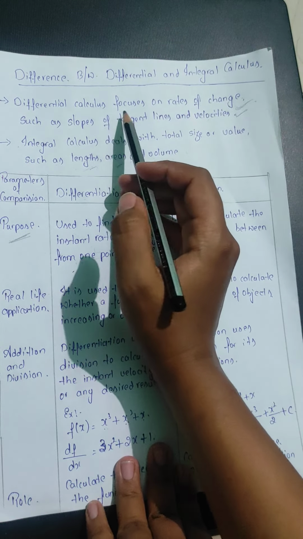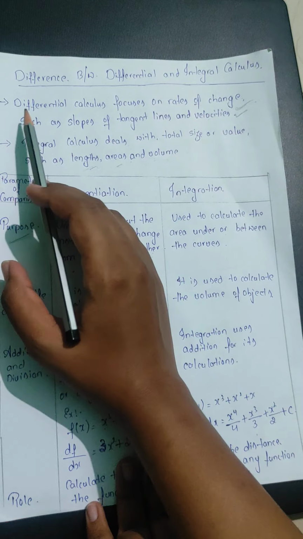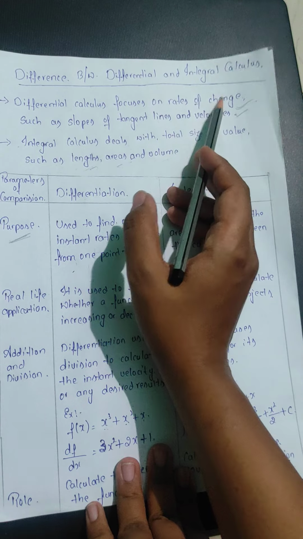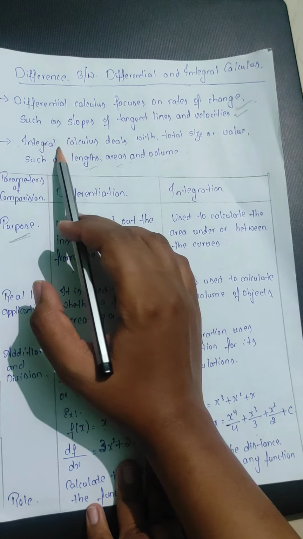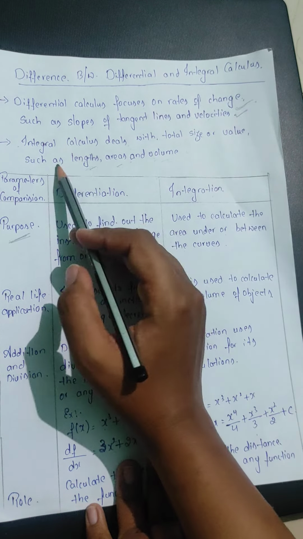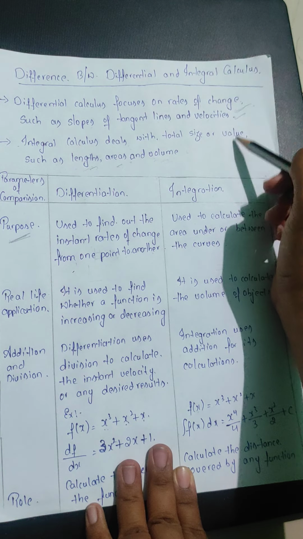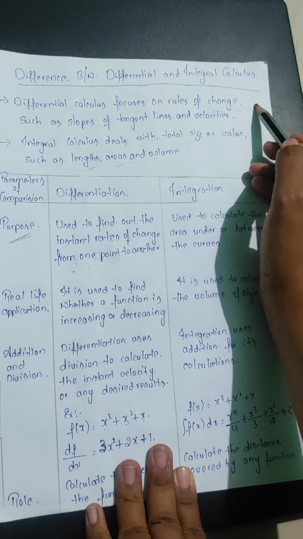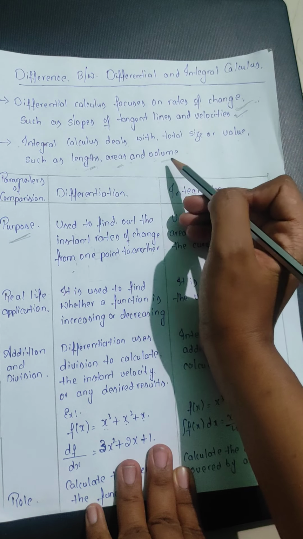Hello everyone, in this session we are going to discuss the difference between differential and integral calculus. Firstly, differential calculus focuses on rates of change such as slopes of tangent lines and velocities, and integral calculus deals with total size or value such as lengths, areas and volume. So the main difference between these two is that differential calculus deals with the rate of change of the function and integral calculus deals with lengths, areas and volume of the function.